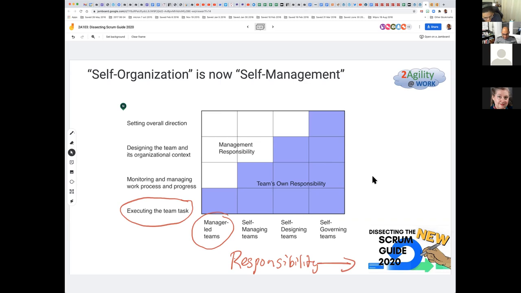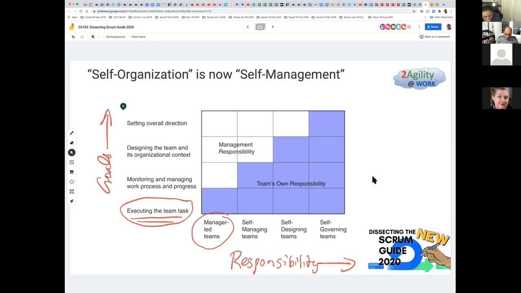And here, these are goals. So if you look at the first step, manager-led teams, the team has no responsibility. The team has responsibility only to do the work. They are only responsible to do the tasks that they're supposed to do, nothing more than that. Now that is not self-organization or self-management. In a self-managing team, the team also monitors and manages the work. So that is a level 2 team.